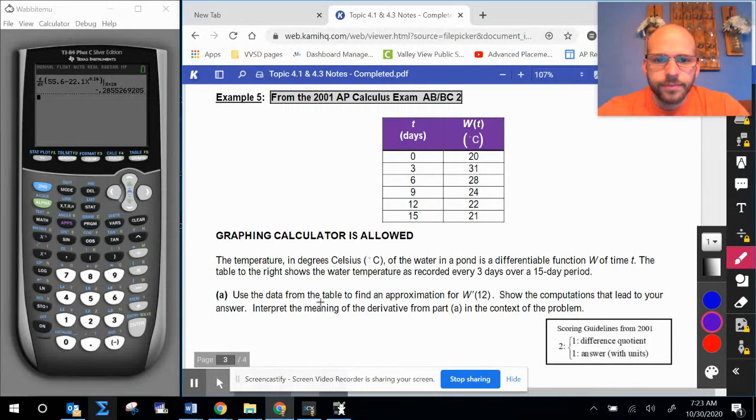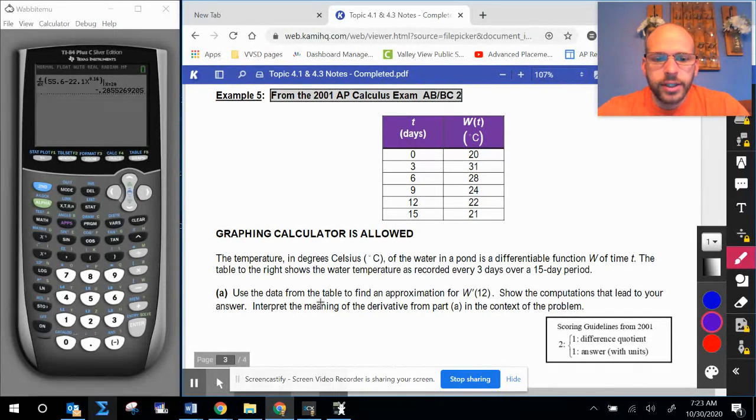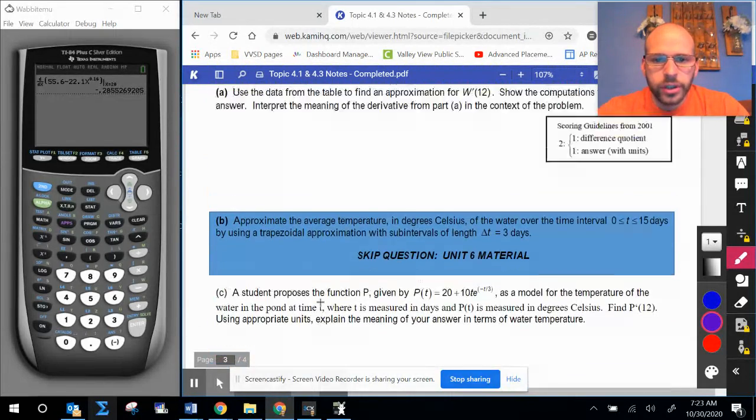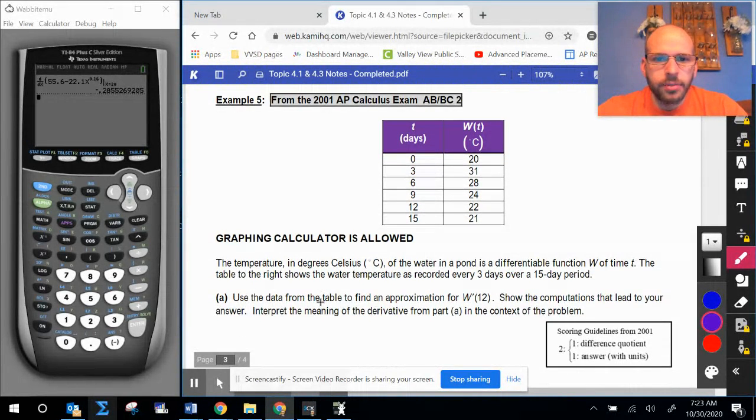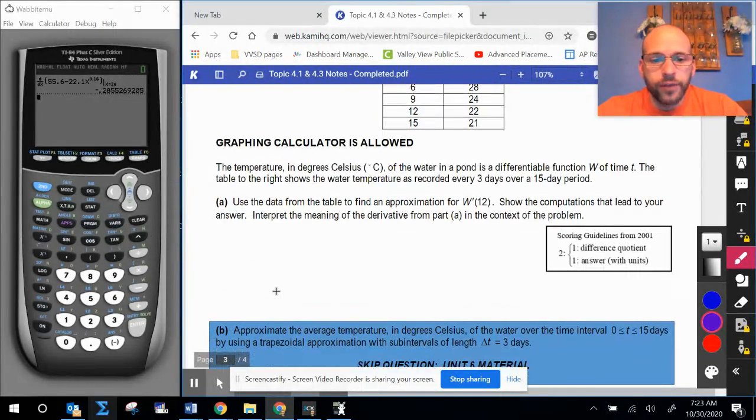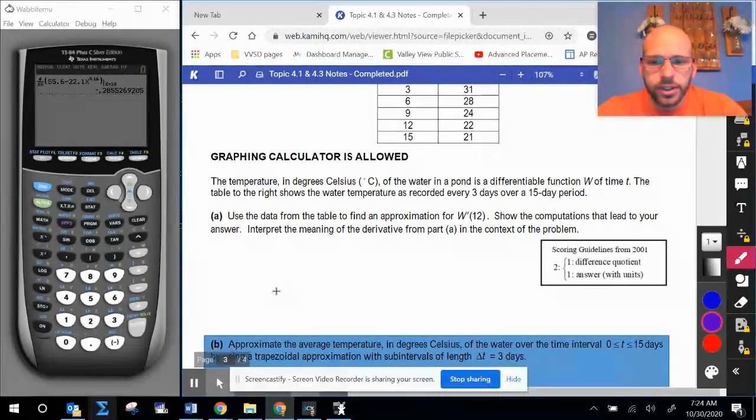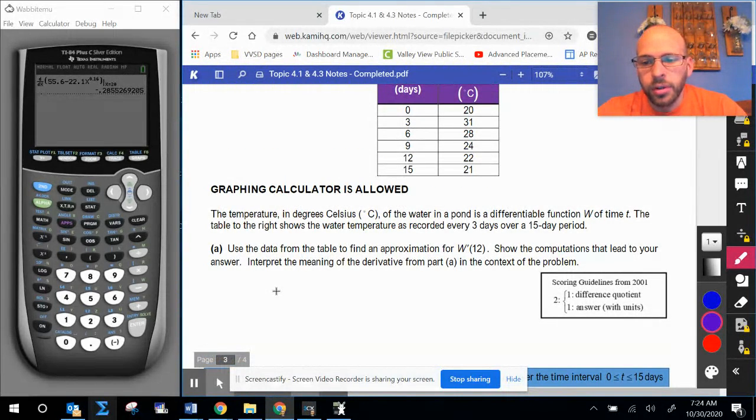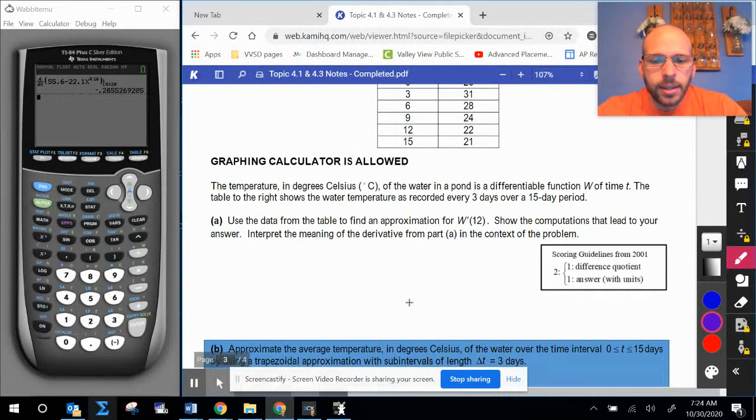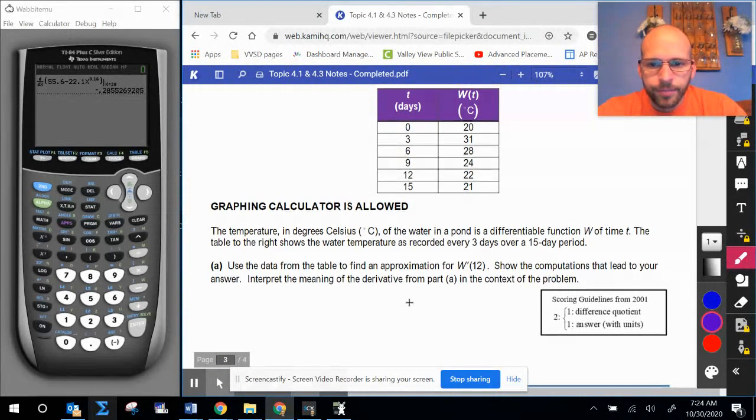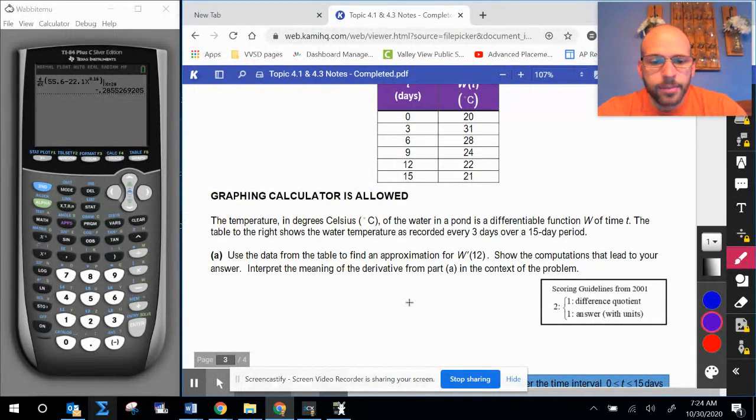All right, let's keep going. Okay, so now this is a 4-part question. Now we only know the content for 2 of the parts. They only apply to what we've learned so far, but we'll add on. We'll go through all of them. So this one was from 2001. Okay, it's also graphing calculator active. It says the temperature in degrees Celsius of water in a pond is a differentiable function W of time t. The table shows the water temperature as recorded every 3 days over a 15-day period. Use the data in the table to approximate W prime of 12. You can see and then show the computations that lead to your answer.